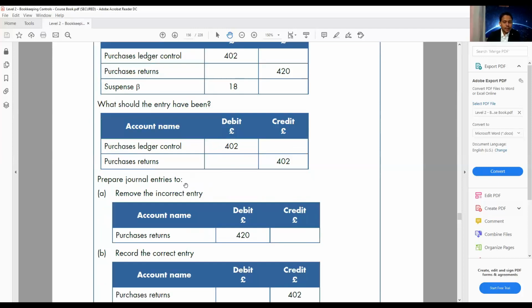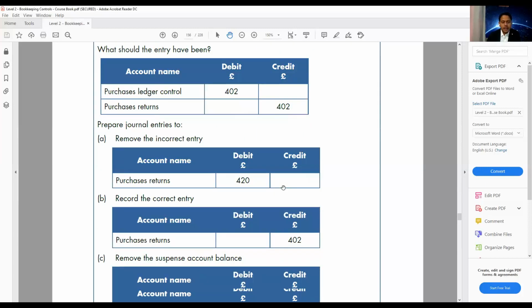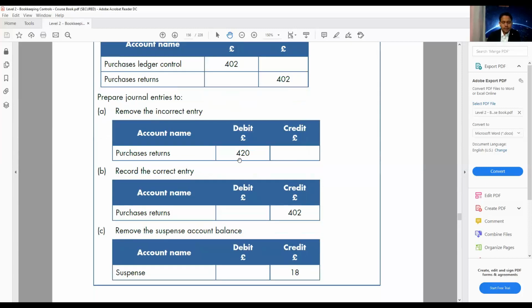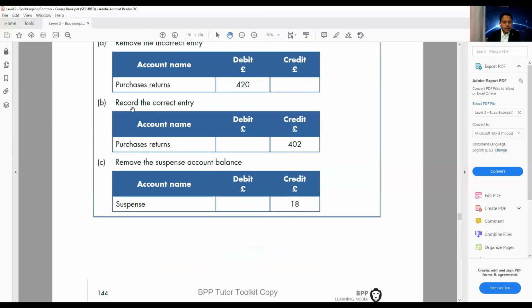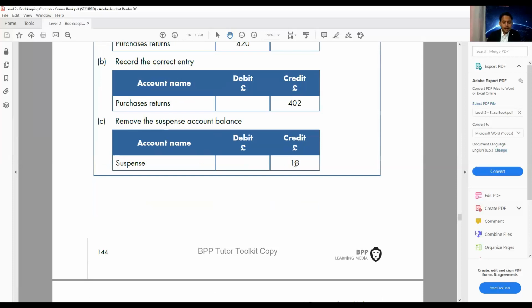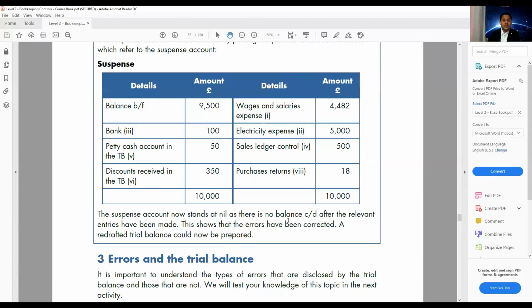What should the entry have been? The entry should have been purchase ledger control 402 debit, purchase return 402 credit. Remove the incorrect entry, purchase return 420 debit, so it will remove the old mistake. Then record the correct entry, purchase return 402, not 420, and remove the suspense account, make it credit. It was debit before, I'll make it credit, that will be gone. So after that, you can see we're preparing a suspense account.